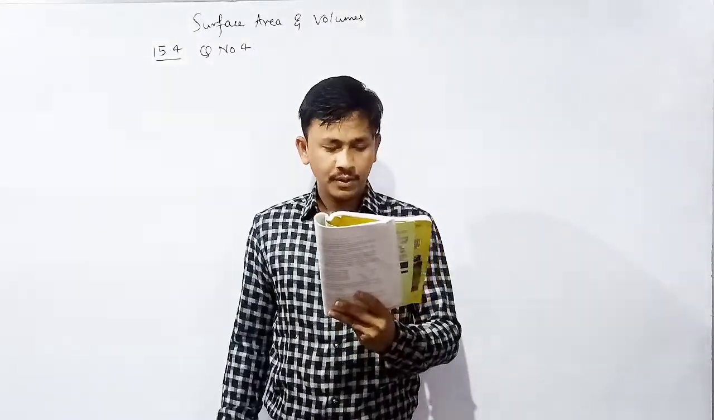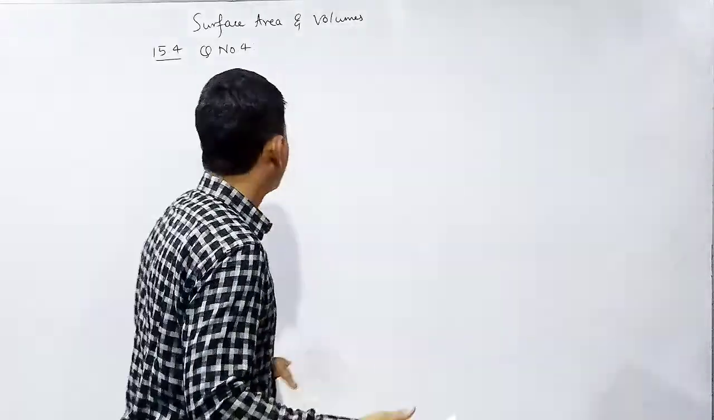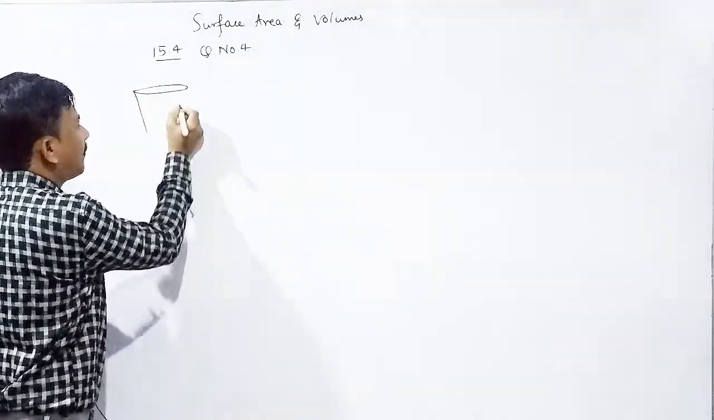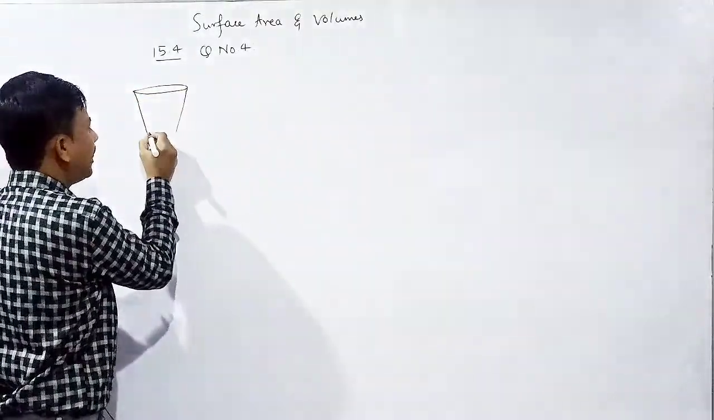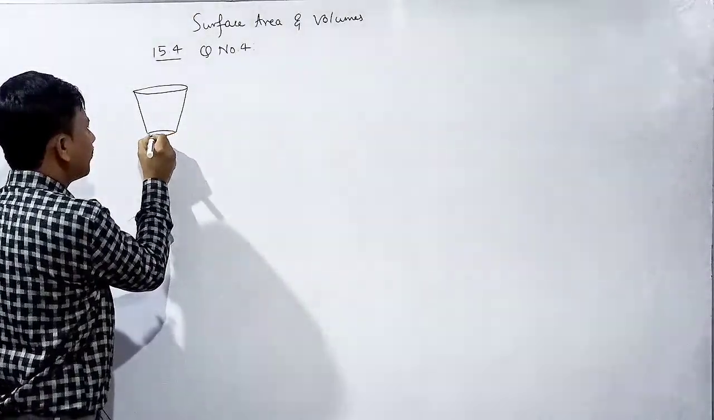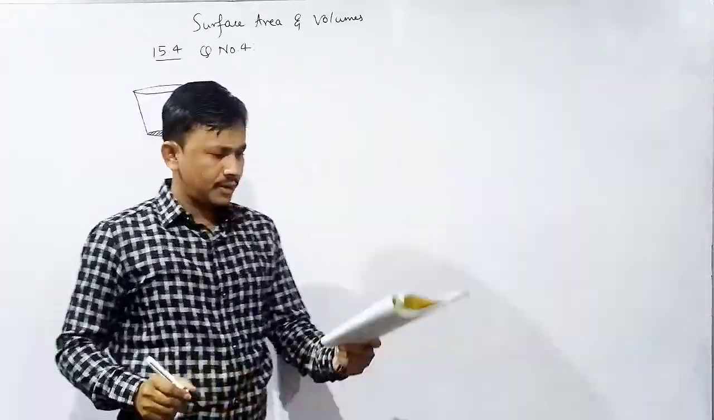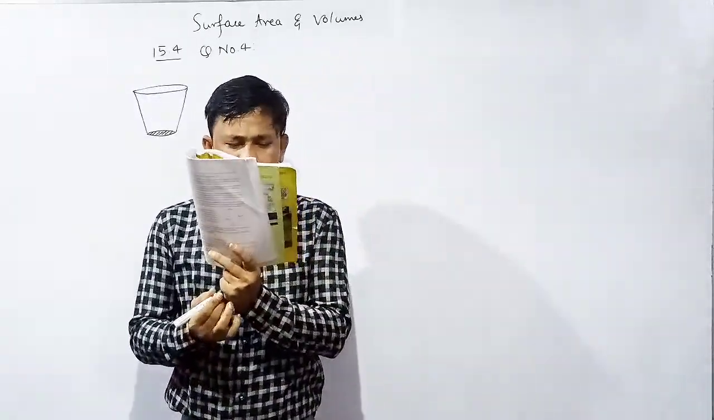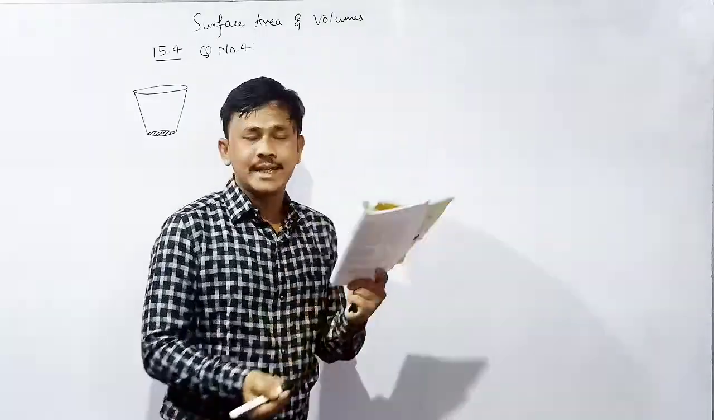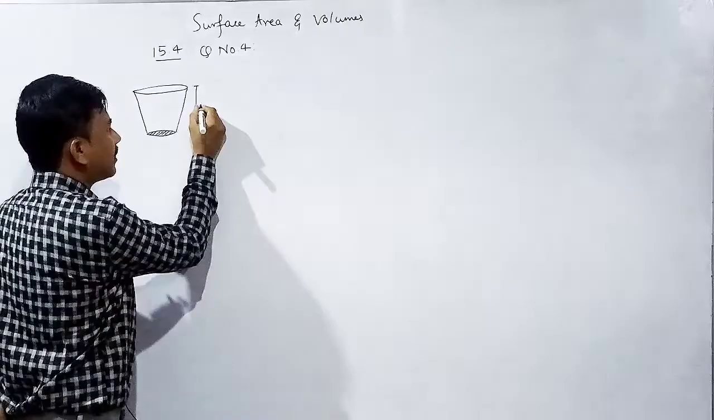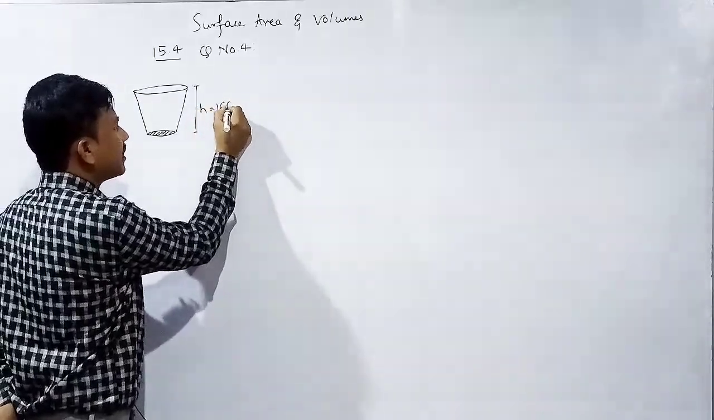A container opened from the top and made up of a metal sheet is in the form of a frustum of a cone. A container which is in the shape of a frustum of a cone and opened at the top end, closed at the bottom end. They have given height of cone 16 centimeter. Height h is equal to 16 centimeter.